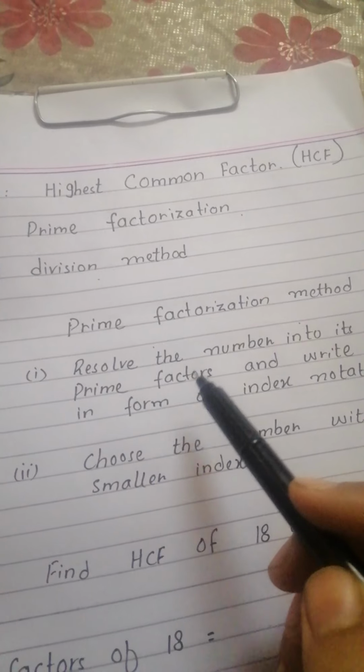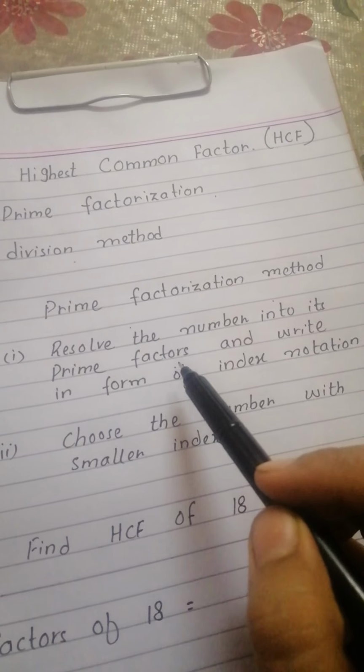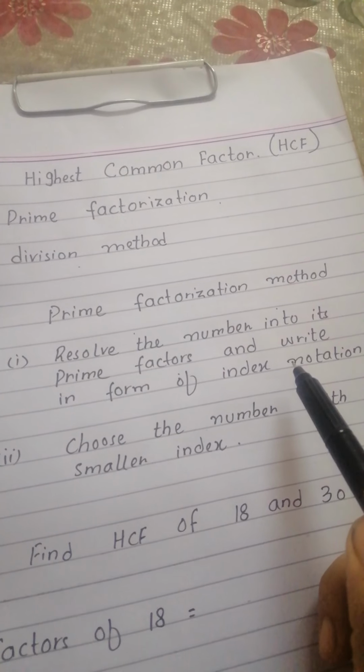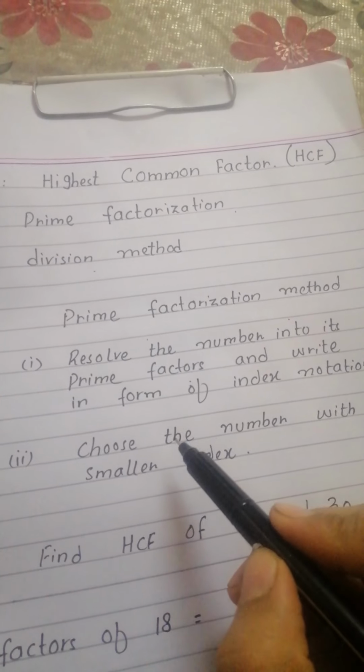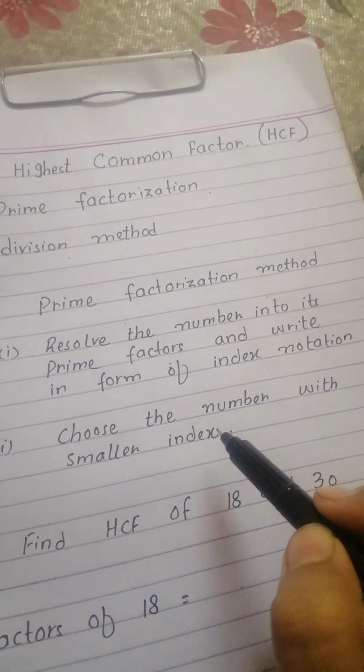The first step is you have to resolve the number into its prime factors and write it in the form of index notation, right? And the second step is you have to choose the number with the smaller index.